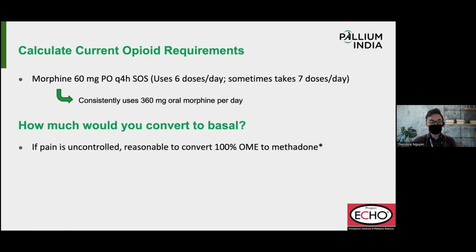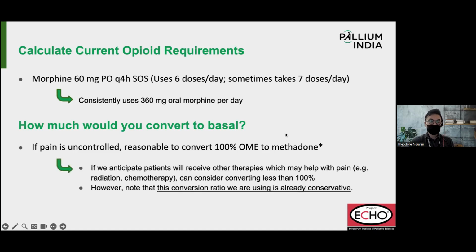If the pain is uncontrolled, it's reasonable to convert 100% of the dose to the methadone. And keep in mind that the dose conversion is a conservative amount, so that would be reasonable. The times when we would consider using less than that is in scenarios where we anticipate using things that may actually resolve some of the pain or anticipate some improvement. Some examples can include palliative radiation or chemotherapy. If we anticipate that when they start these treatments pain will improve, then you can consider converting less of that as a basal, because we're expecting pain may be reduced or the requirement may also be reduced. But again, just to emphasize, this conversion ratio that is in the white paper consensus is pretty conservative.